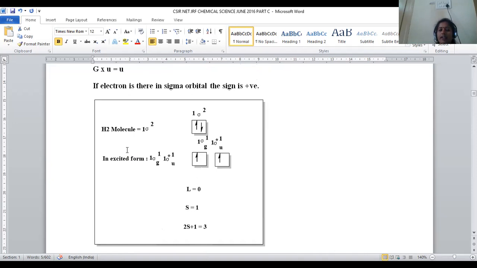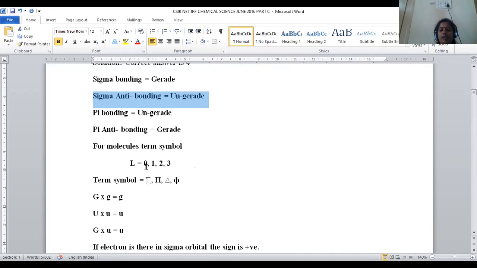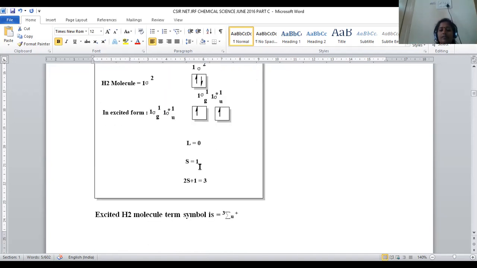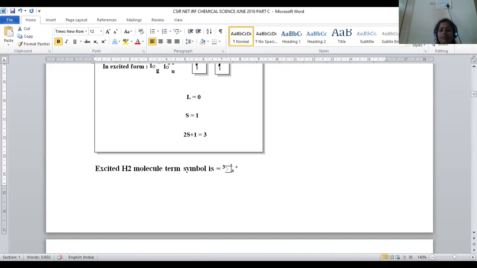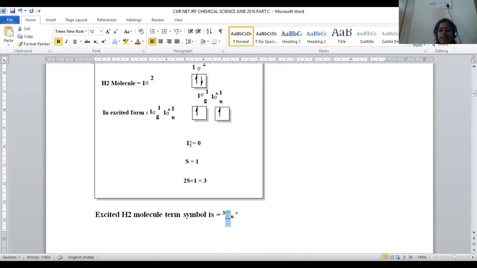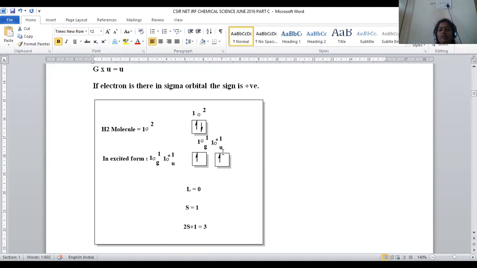Now, both belong to s orbitals, right? Because the hydrogen atom has only one electron, sigma 1s and sigma 1s star, the electron entered. That's why again it is an s orbital only. For an s orbital, the L value becomes 0, right? For 0, the term symbol will be sigma. So sigma is taken as the term symbol now.